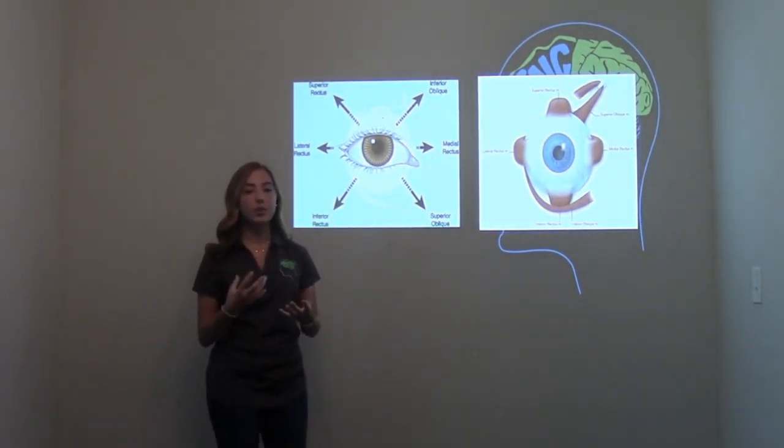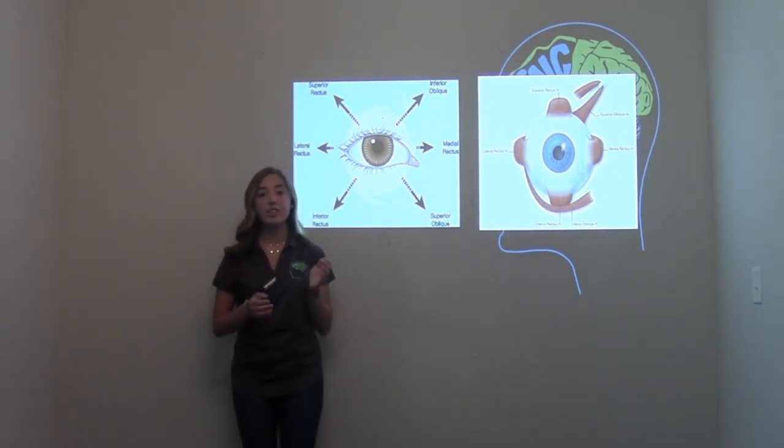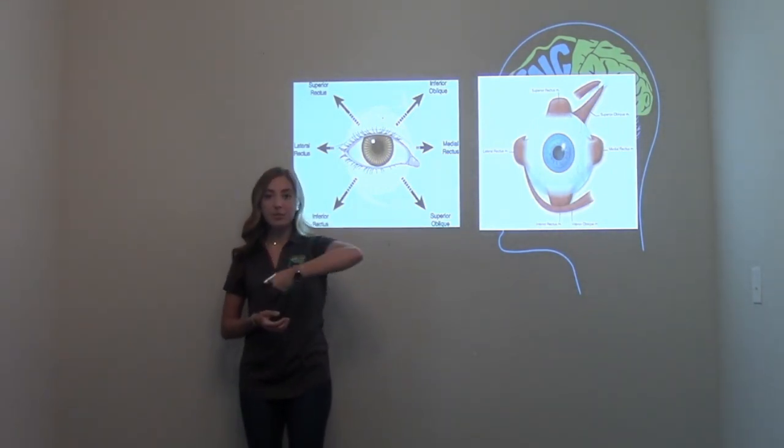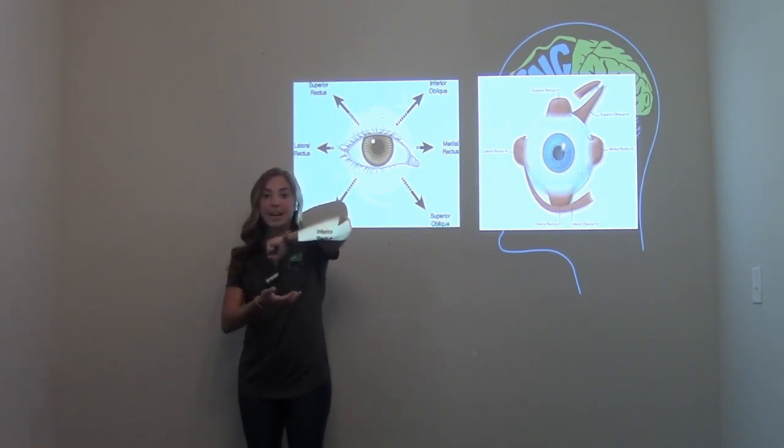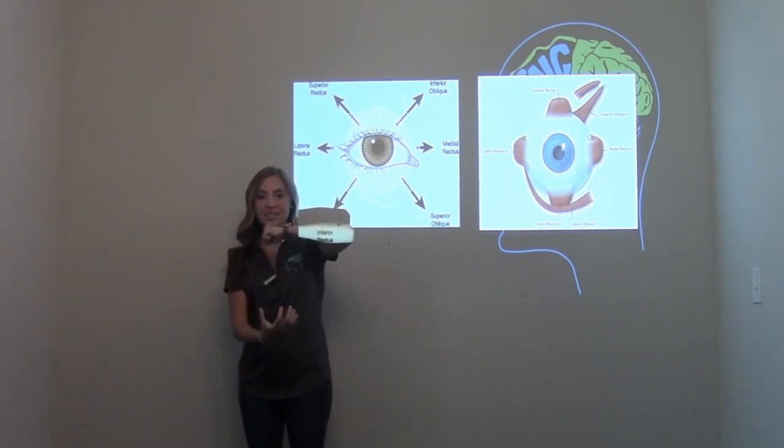So our superior oblique actually comes from the back of the eye, wraps around the trochlea, and it attaches to the posterior portion of our eye. So it is attached superiorly, but because it is attached to the posterior portion of the eye, when it is pulled, it pulls the back of the eye up, which pulls the front of the eye down. So this is how it depresses the eye.